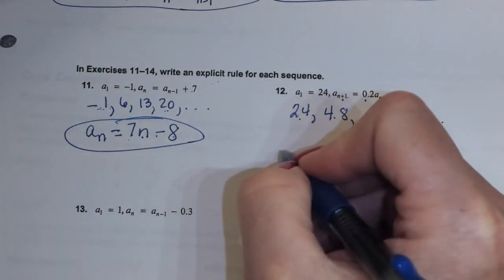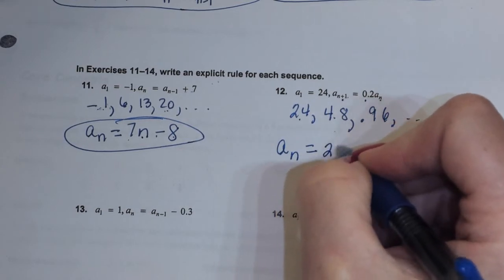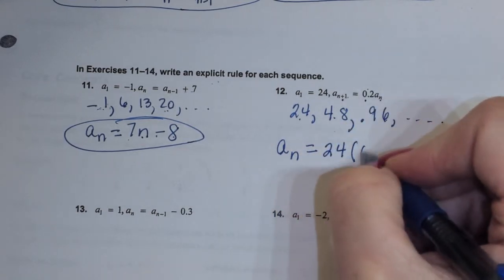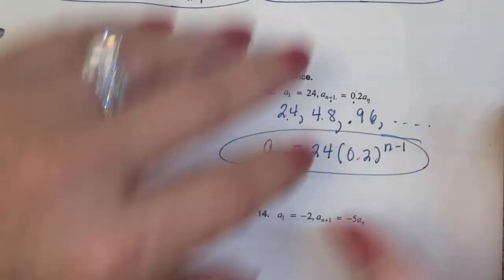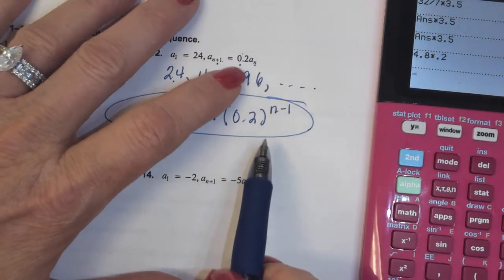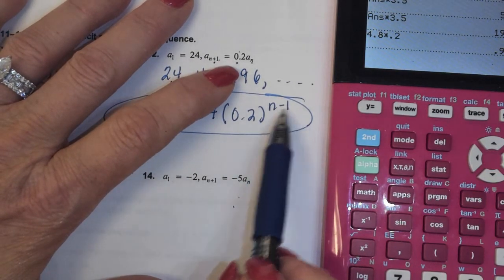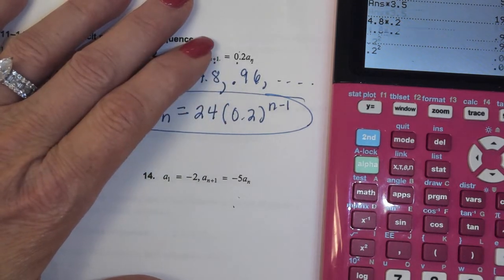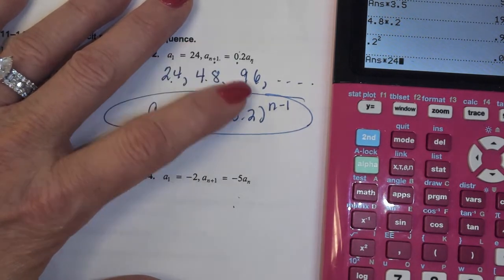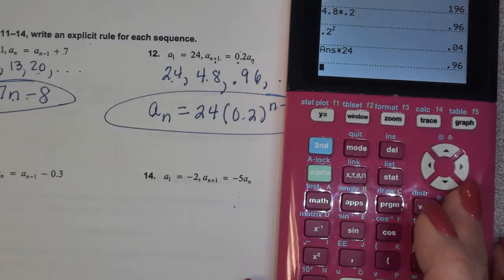This is going to be geometric then. So it's going to be a sub n equals a sub 1 times r to the n minus 1. And then I might want to check that out just on that third term. So if I'm checking this third term, n would be 3. 3 minus 1 is 2. 0.2 squared times 24 should give me that. And it does. So we're good.